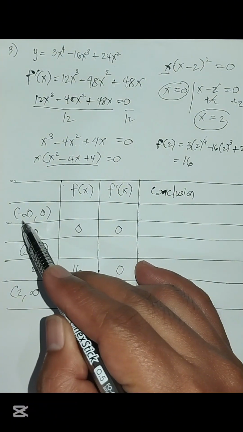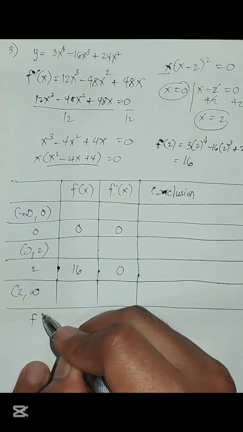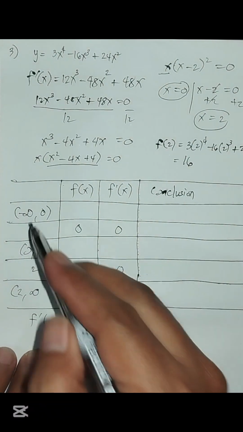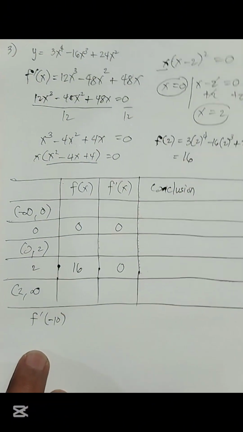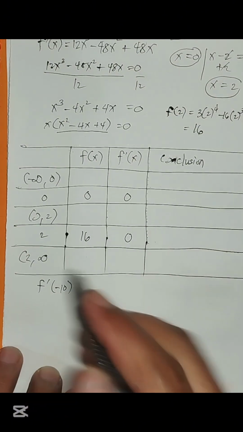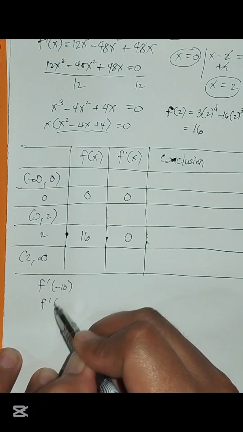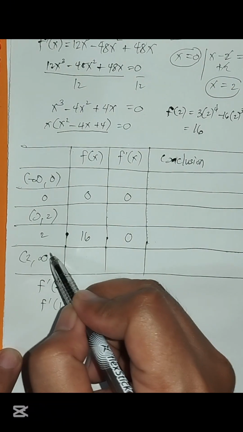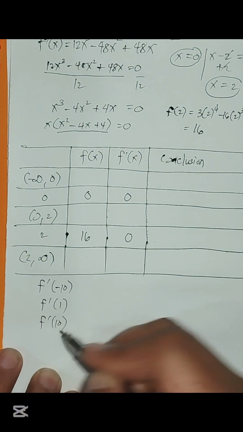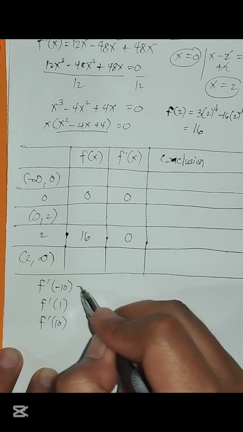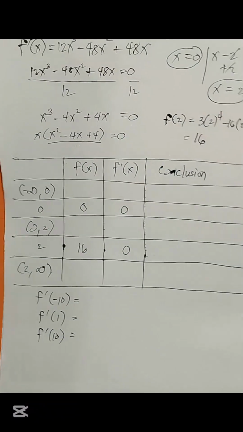In the interval negative infinity up to 0, let's choose f prime of negative 10. For the interval 0 to 2, let's choose f prime of 1. And for 2 to positive infinity, let's choose f prime of 10. Okay, so now let's just substitute. We can just solve for the sign.